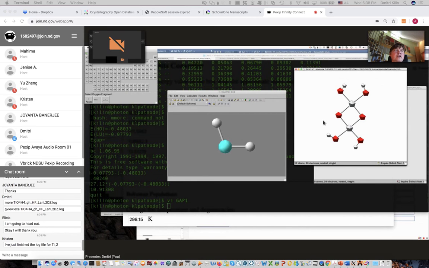Okay, so Kristen, before running, one needs to fix the geometry. And please, I've just finished the log file for titanium 2. If you didn't do optimization, you probably may want to do it.